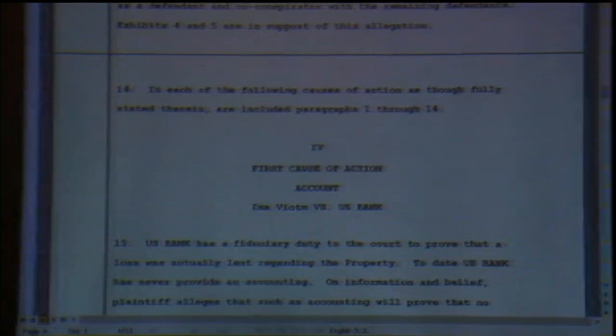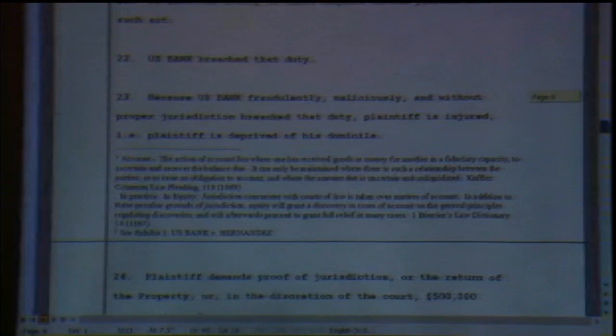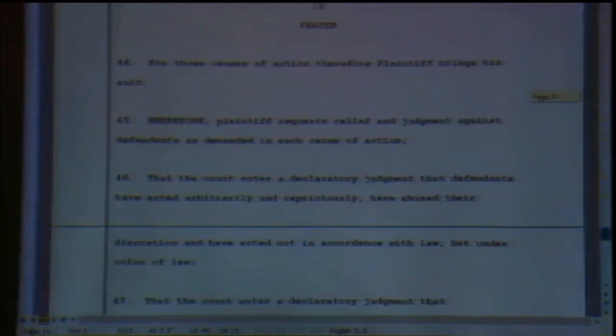Okay? So we go through the various things, whatever the complaint is, and finally, after all these causes of action, let's see, what do we do up here? Oh, this is a footnote. Okay? You can have footnotes. Another footnote. Okay, and the next thing will be, okay, the prayer.